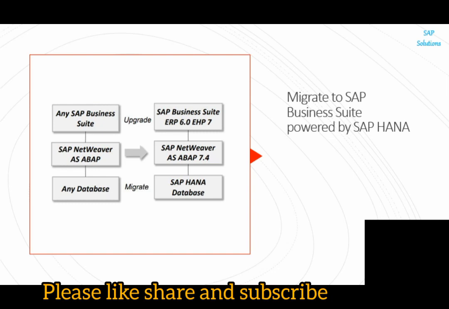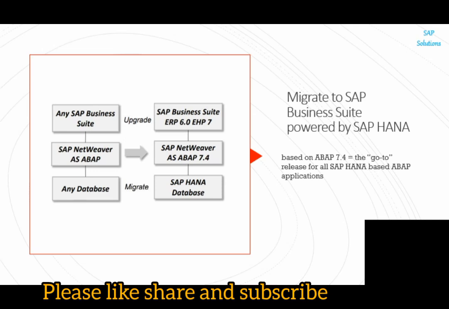In the overview, if you see, based on ABAP 7.0, call to 2-go release all SAP HANA based ABAP application. So in this sense, we are upgrading any SAP Business Suite to SAP Business Suite ERP 6.0, EHP 7, and SAP NetWeaver AS ABAP to SAP NetWeaver AS ABAP 7.4. Any database we are migrating to SAP HANA database. Any database means Oracle, Microsoft, whatever it may be. We are migrating to SAP's own database, SAP HANA database.